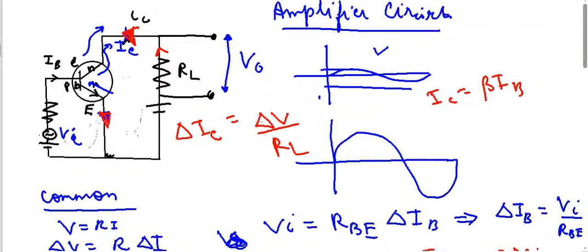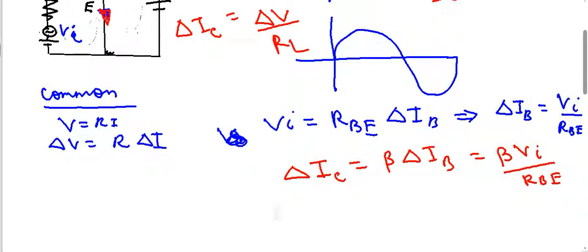And what is the change in voltage? It is the change in output, or the amplified output. Let us see whether it will be amplified or not, but for now let us assume that there will be a change. So delta IC will be equal to the voltage fluctuation, which is V naught. So delta IC will be equal to V naught by RL, which is equal to beta Vi by RBE.